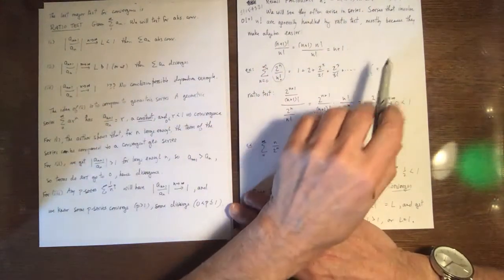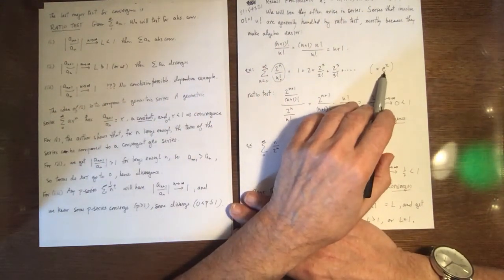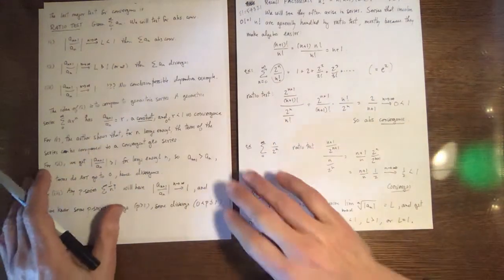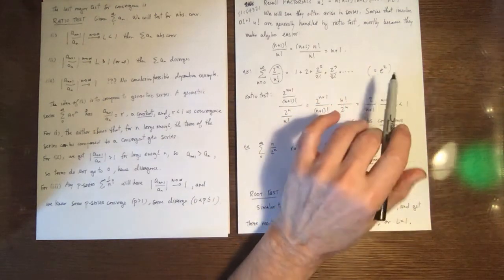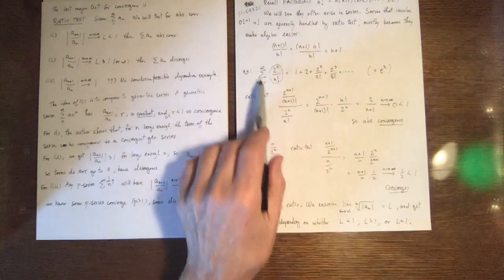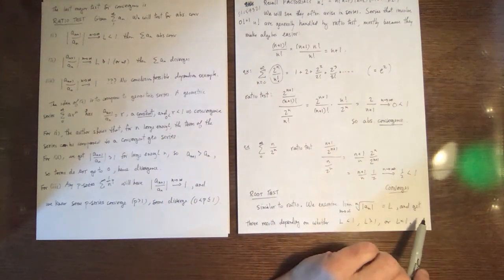As a matter of fact, it actually equals e squared, but I'm not going to tell you why that is. Stay tuned for a few videos from now, and we'll see why this is. But something like this, the ratio test shows convergence.